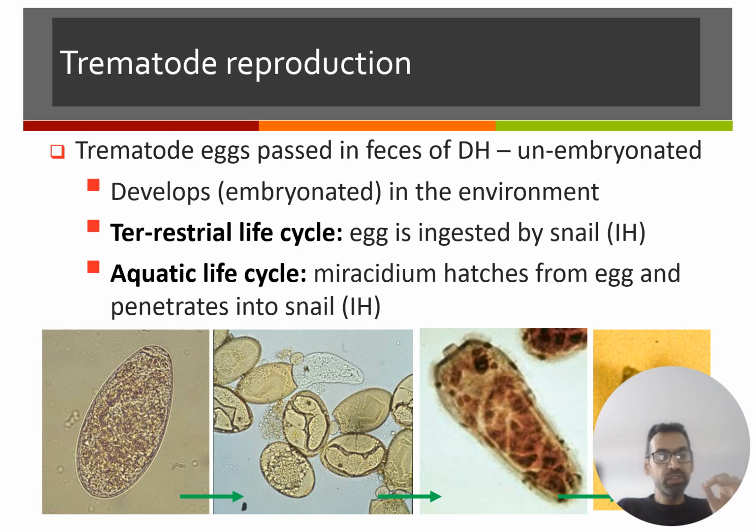In the case of the terrestrial life cycle, the eggs are ingested by the snail, and in the case of the aquatic life cycle, miracidia hatch from the eggs and penetrate into the snail, and the snail is the intermediate host.